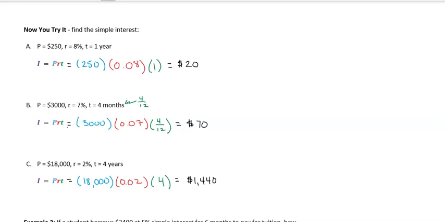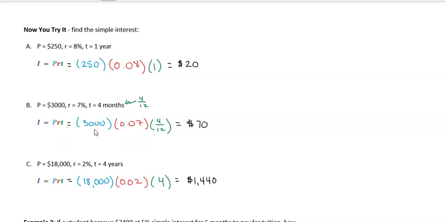Okay, so the first one is very straightforward. 250 times 0.08 times 1 is $20. The next one, you've got 4 months, not 4 years, so be careful. That's 4/12 of a year. And this time I didn't simplify. I just wanted you to see you can just put 4/12 in there, and when you put it in your calculator, it works it out just the same. So 3,000 times 0.07 times 4/12.